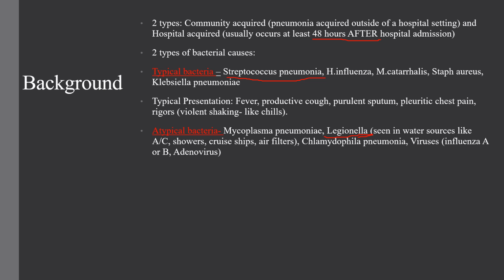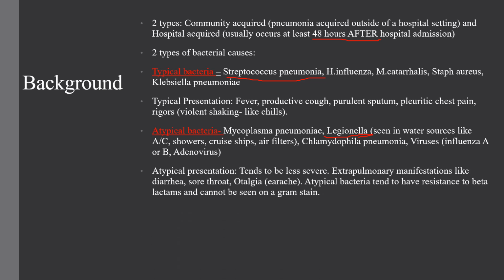And then you can also have viruses, which includes your influenza A or B or an adenovirus as well that cause it. And their symptoms tend to be less severe. They tend to be more extrapulmonary manifestations. So that could be like your diarrhea, sore throat, earaches, and just note that most of these atypicals tend to have resistance to beta lactams, and you usually cannot see them on a Gram stain. So your treatment for these ones will usually be something like azithromycin.